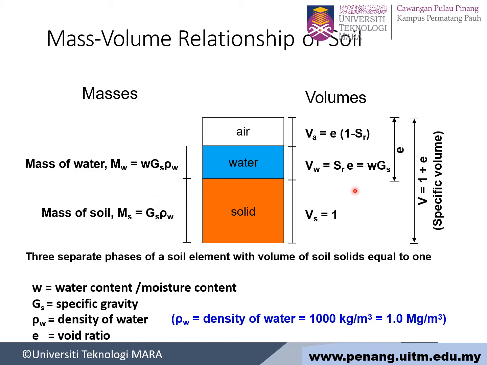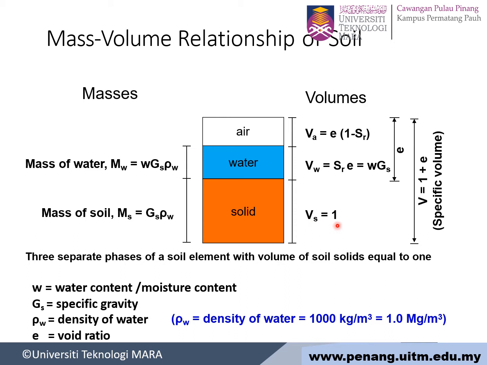This one is about mass. Now we go for the volume. So you have to remember the diagram and the equation. Volume air is equal to E times 1 minus SR. Okay. Volume water is equal to SRE. SRE is equal to WGS or MGS. W is moisture content. Alright. VS, as we mentioned before, VS is equal to 1.